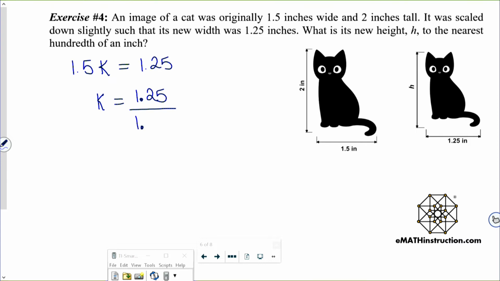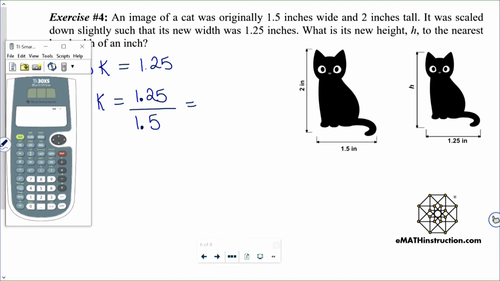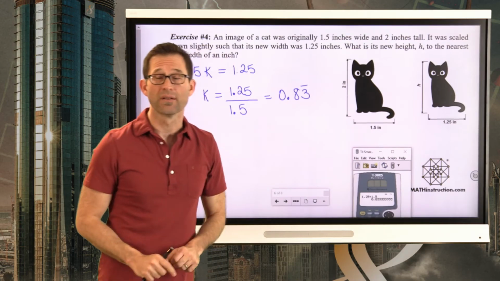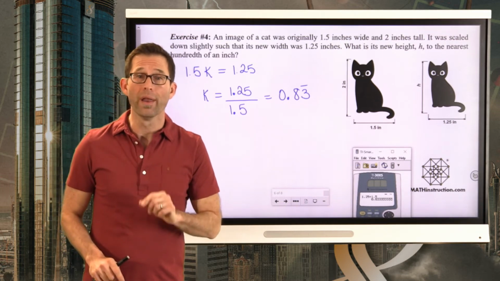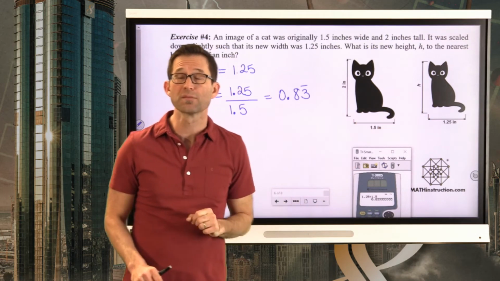So that scaling constant is 1.25 divided by 1.5. Now this is going to be a little bit ugly, so let's bring out the calculator. Let's clear it out. 1.25 divided by 1.5, and we're going to get 0.83 repeated. And that's my scaling constant, my constant of proportionality. And note, it's smaller than 1 because our image got smaller. We went from this bigger image down to this smaller image.